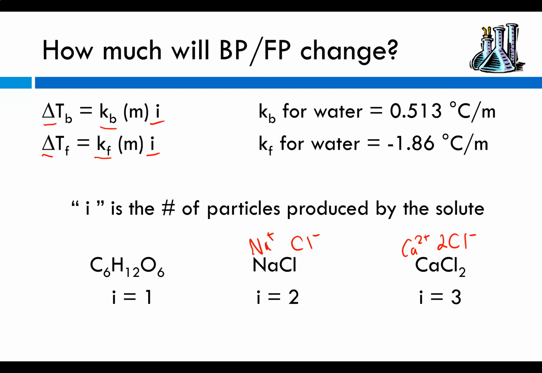So that's to say, if I was to have a 1 molal solution of each of these, even though the concentration is the same, the number of particles floating around in solution is not. So I would see the biggest change in freezing point and boiling point from the calcium chloride solution. I would see the smallest change in boiling point and freezing point from the glucose solution. Let's try out this formula and do some calculations.